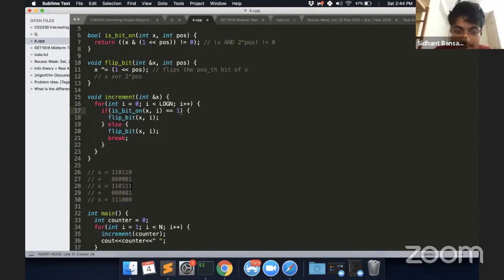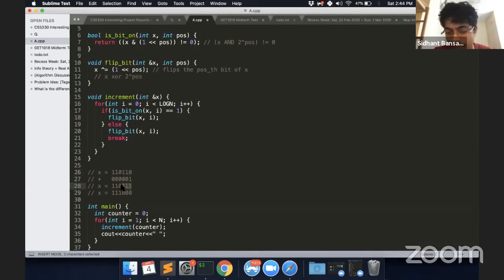Like in this case, this bit is on, so we flip it because in the resulting x plus 1, we have to flip it. And then we flip this one, then we flip this one. So basically, we are constantly flipping all the rightmost consecutive ones. Here we encounter 3 consecutive ones. And then when we encounter the first 0, we flip that also, but we break immediately. That's how a plus 1 works.